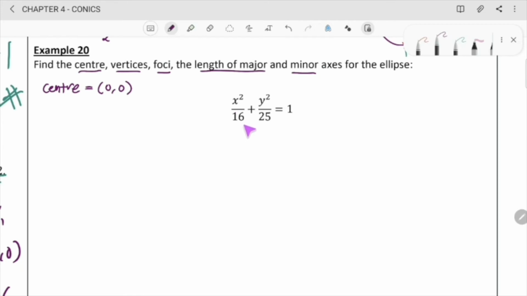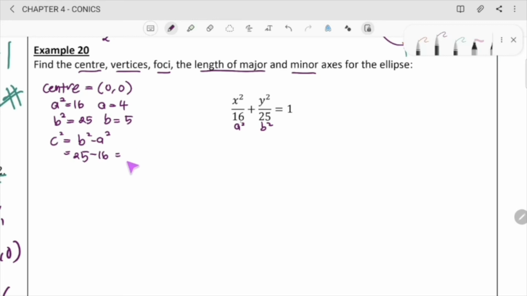So here we can see, because it's under the x, this is the value of x squared, this is the value of b squared. So a squared equals 16. Then you know a is 4. A represents the length, so that's why it's positive. So b squared is 25 and b is 5. Then we are going to find c from the formula. The b is greater than the a, so c squared equals b squared minus a squared, which is 25 minus 16. You will get 9. So we end up with c equal to 3.